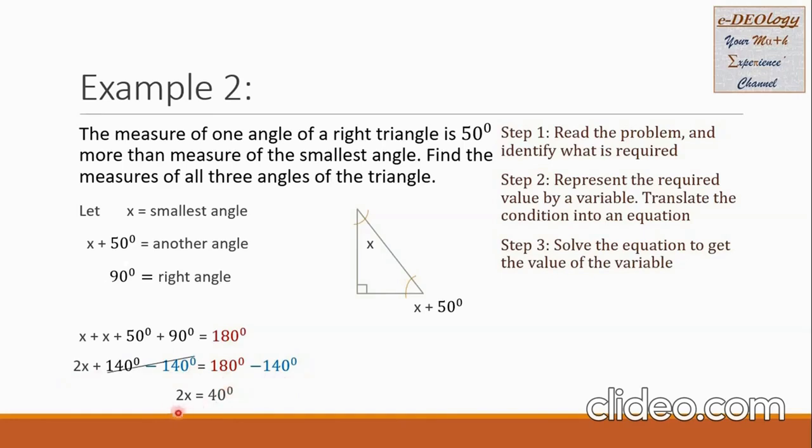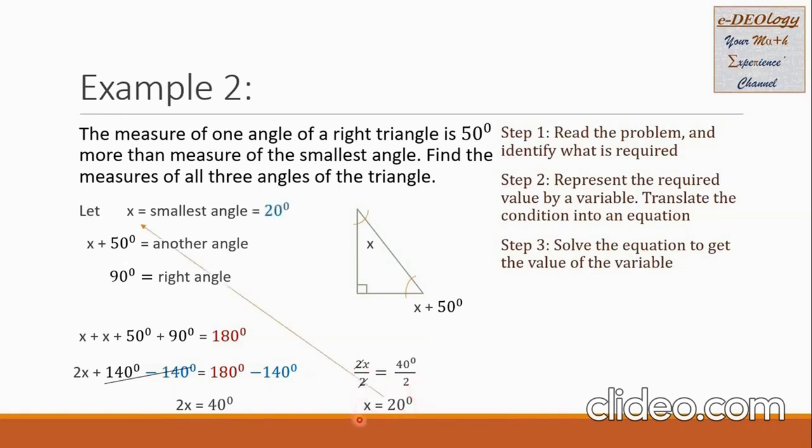We want to get the value of x, so we will divide the equation by the coefficient of x, which is 2. So the 2x divided by 2 equals the 40 degrees divided by 2. We can now cancel the coefficient with the 2 in the denominator. Only x comes down, and this is equal to 20 degrees. So take note, our x, in the beginning we say that this is the smallest angle. So we can put the value of the 20 degrees on the smallest angle.